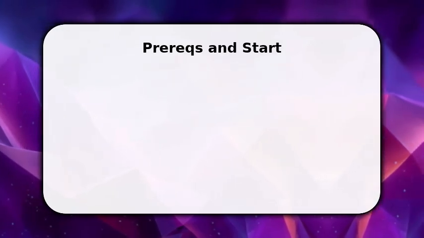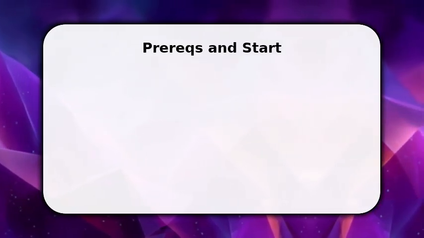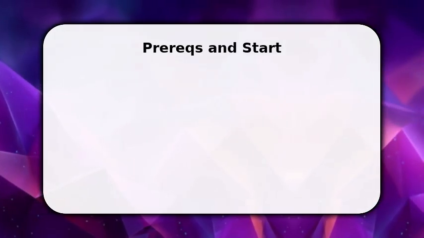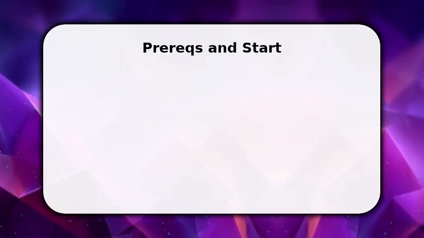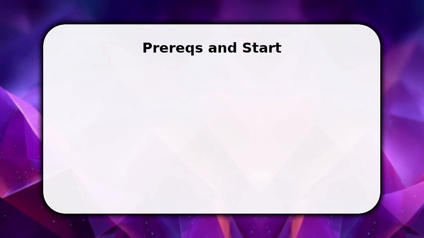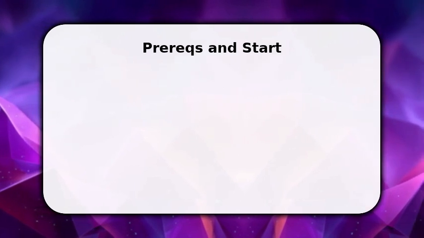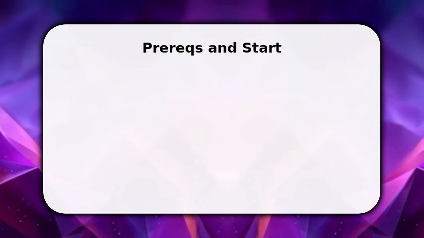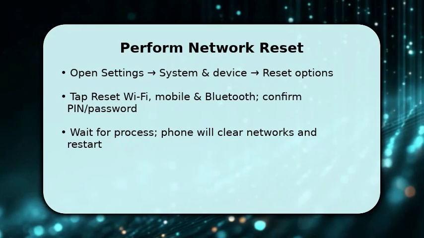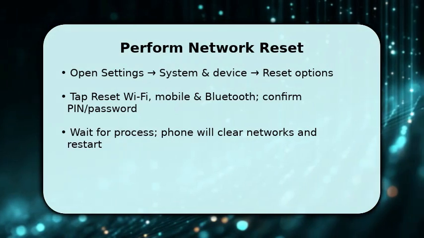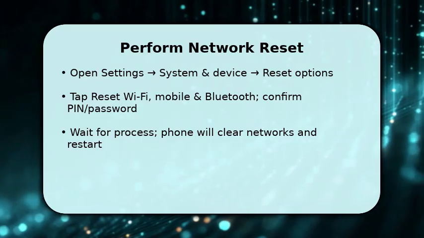Next, confirm your Wi-Fi password and that you know the Google or My account credentials. Now proceed to settings without delay, so you can access the exact network reset commands and avoid reboot loops later. You navigate to Settings, then System and Device and select Reset options. This path leads directly to the network reset.